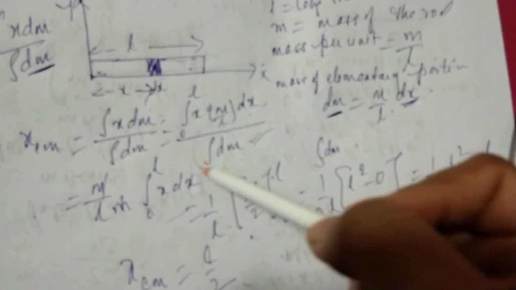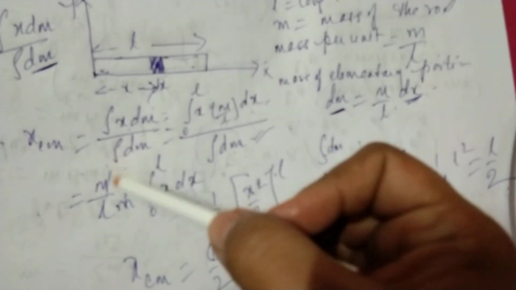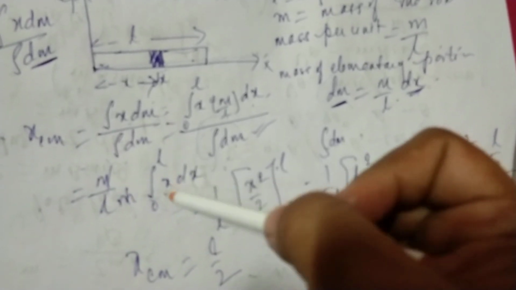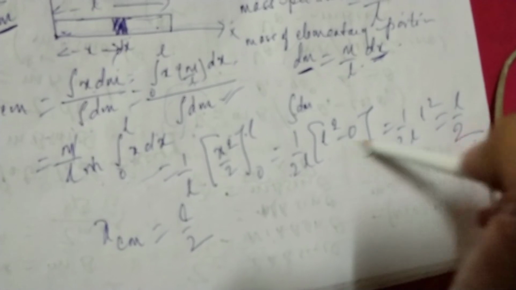We substituted it here, and the integration of dm we are getting M only. M by L, M is cancelled out, 0 to L x dx, it is x square by 2, 1 by 2L, it is L square, 1 by 2L, L square by L, so it is L by 2. So we have got this relation. I hope you have understood this. Thank you for watching. Please try to do more of the numericals on this chapter, and you will find it's all very easy to do.